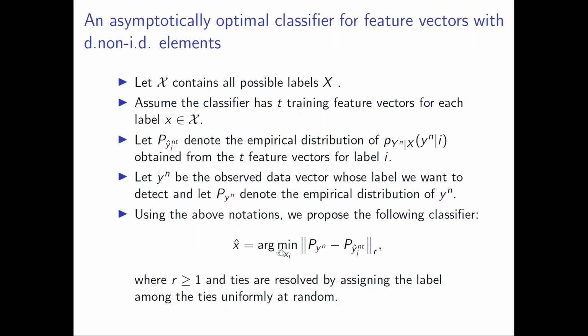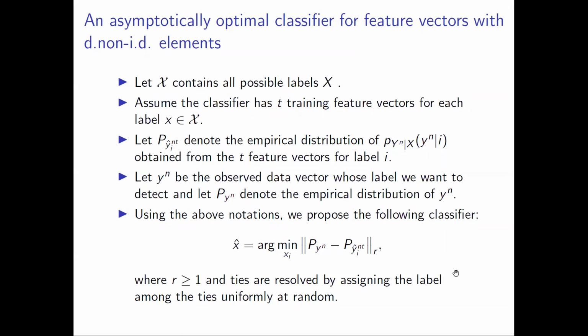It is basically the classifier decides for the label x_i which is closest in terms of Minkowski distance, closest in terms of estimated distributions from the empirical distribution made for the ith label. Okay, so based on y_n, we make this distribution. If this distribution is closest to the distribution of the channel based on the ith label, we decide that the ith label was sent, or the feature vector is generated from the ith label.